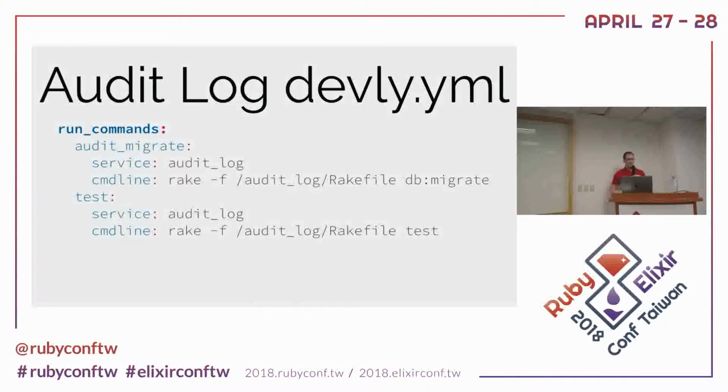The run commands are a collection of friendly command names for us to run. I chose audit migrate as the name of the command with which we will run the migrations. The command runs on the audit log service, and the command line is the one we've seen, which runs the database migration tasks earlier. We can define a test command to run the tests inside a service. This way, anyone can run the tests where all the dependencies are up to date.